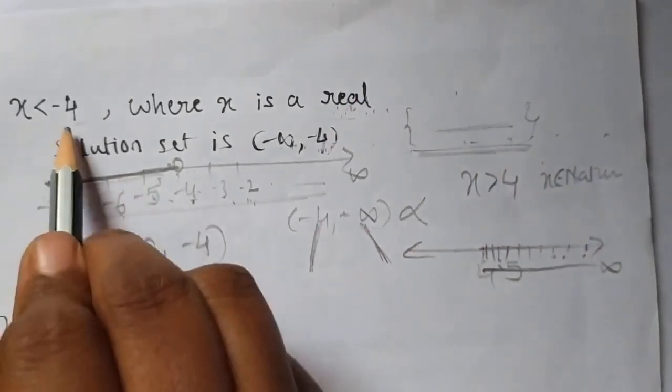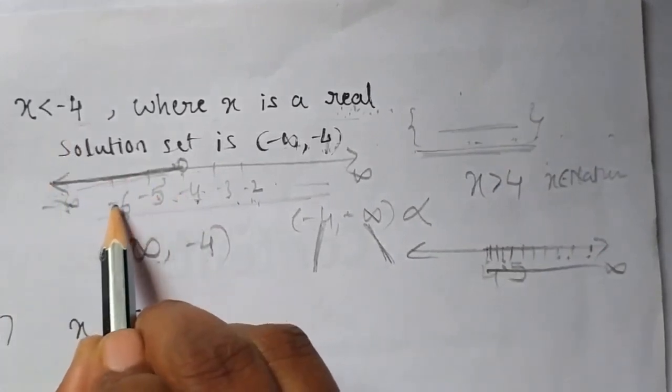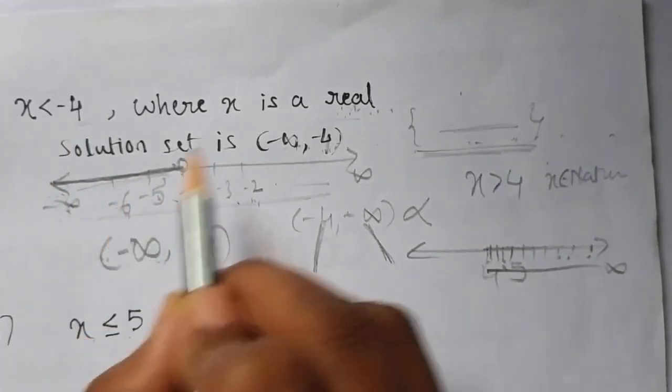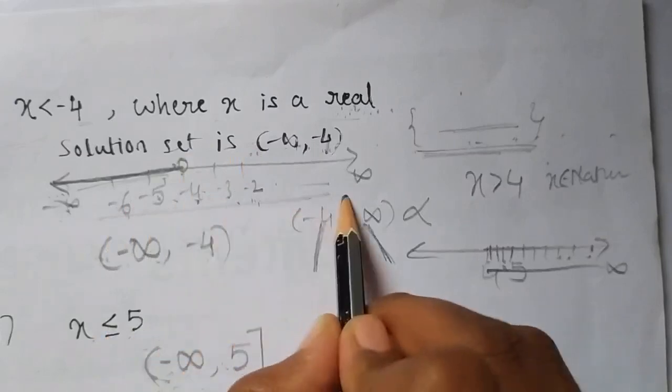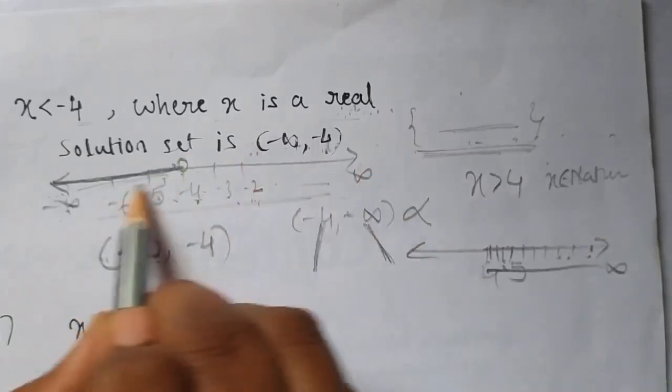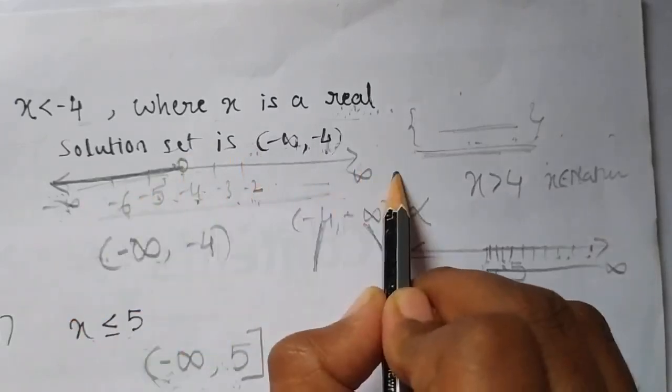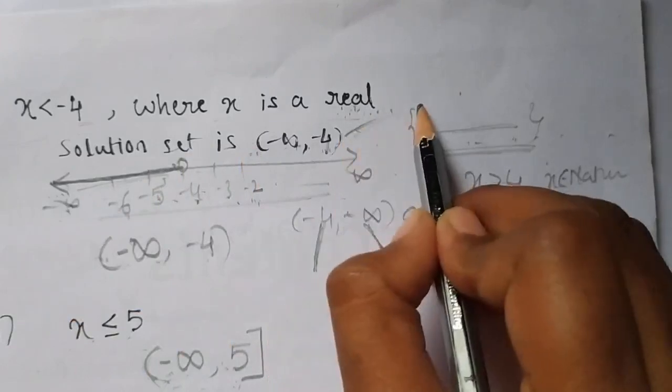And also for such inequality, if they mention to represent the solution set on the number line, then only it is necessary to draw a number line. Otherwise you can just write an interval.